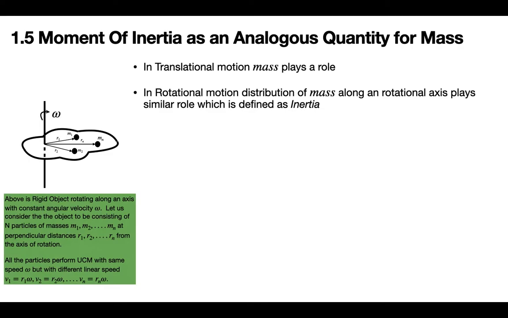But if you look at their linear velocity, it is different. As we said in part 1, you can define the linear velocity of each particle as the product of the distance from the rotation axis and the angular velocity. So we can say v1 is equal to r1 omega, v2 is equal to r2 omega, and like that, vn is equal to rn omega.